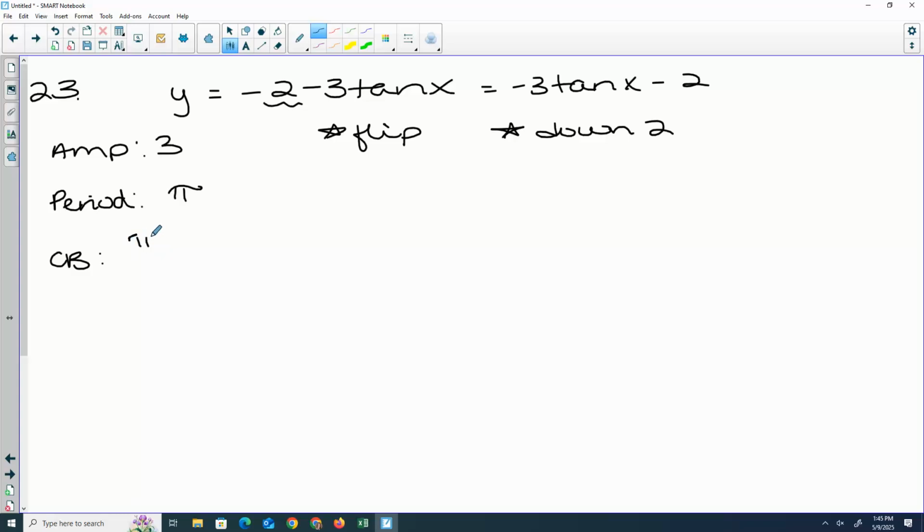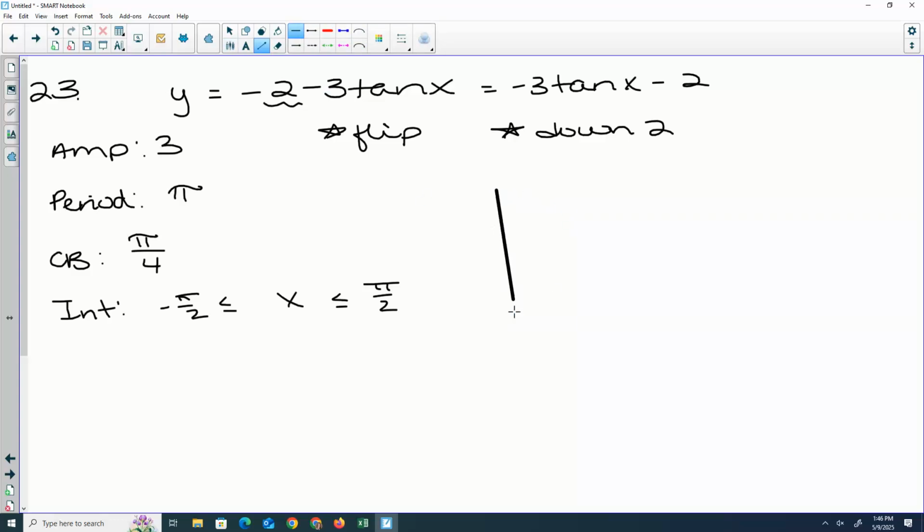Count by is always whatever you get for your period divided by 4. Interval: tangent and cotangent are weird. What interval do we pick for tangent? Cotangent goes from 0 to pi. Tangent is from negative pi over 2 to positive pi over 2, because remember, we do tangent inverse in quadrants 1 and 4. So that's why we picked that. This one doesn't have any other left-right movement, so we can draw this.